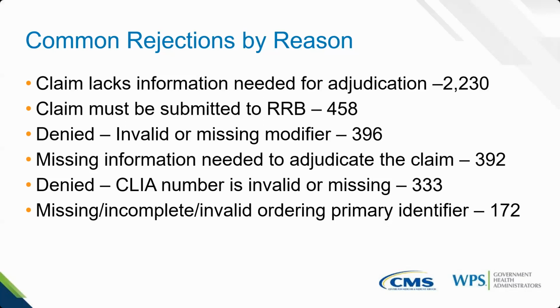So we have those available on our website, and I've included a link to those in the resource section of my presentation today. I'll get to those in a little bit. Missing information needed to adjudicate the claim. Very similar to the first bullet here, 392 denials. The next is CLIA number is invalid or missing.